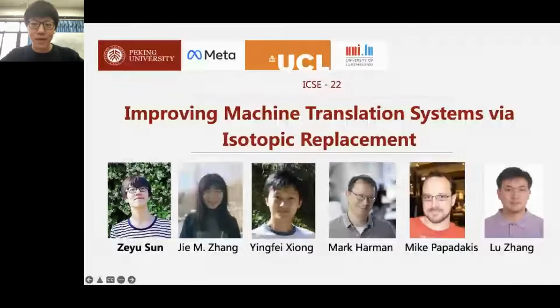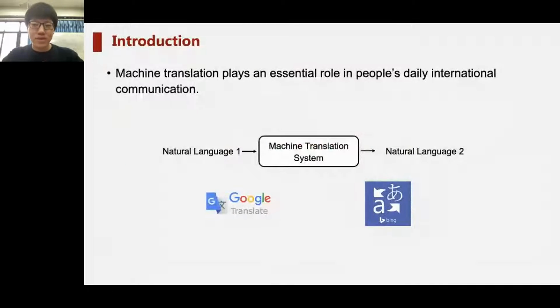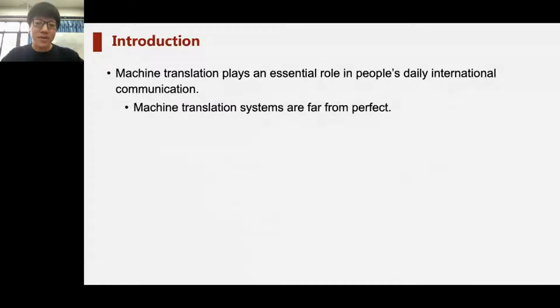I'm Zhe Yusheng from Peking University, and this is our paper, Improving Machine Translation Systems via Isotopic Replacement. Machine translation is able to translate between thousands of pairs of languages effectively in real time. Tools such as Google Translate and Bing Translator are widely used in people's daily life. Such machine translation systems are not perfect, and the user's experience has a different character from those on traditional non-machine learning-based software systems.